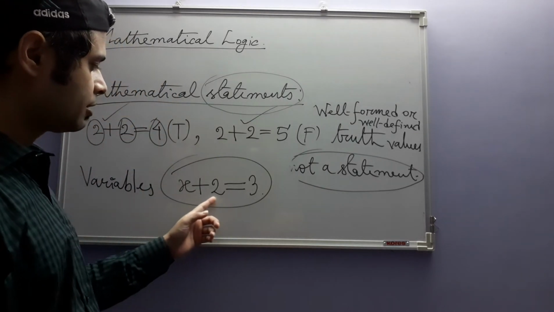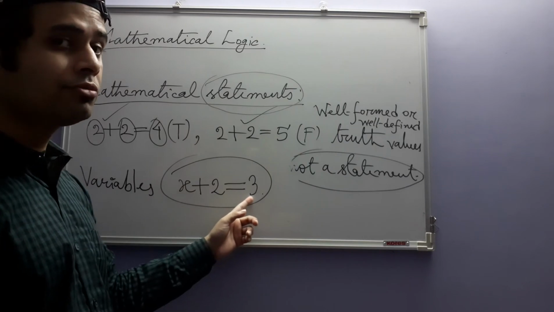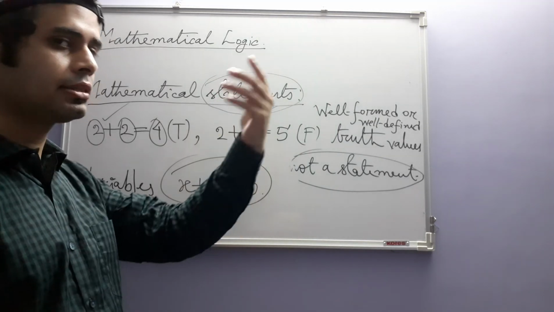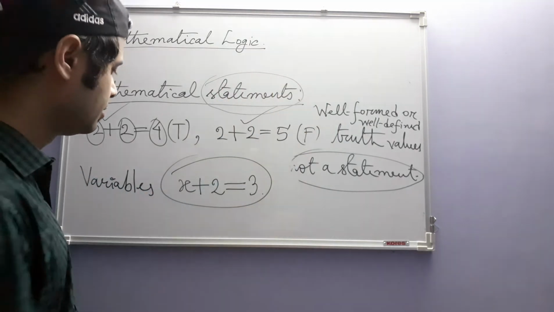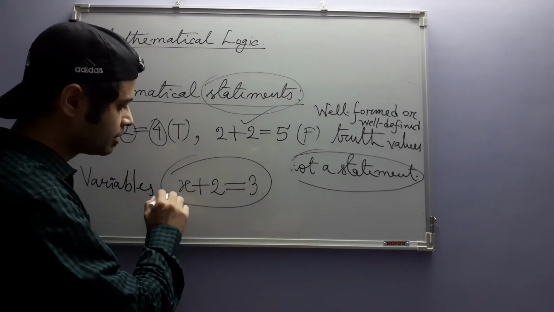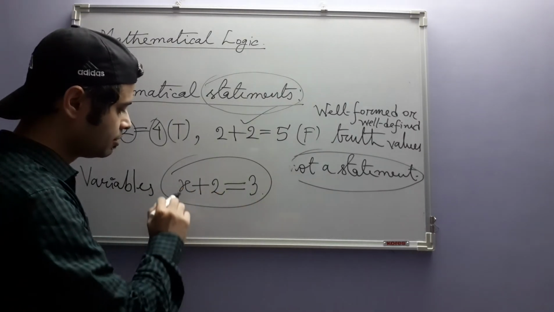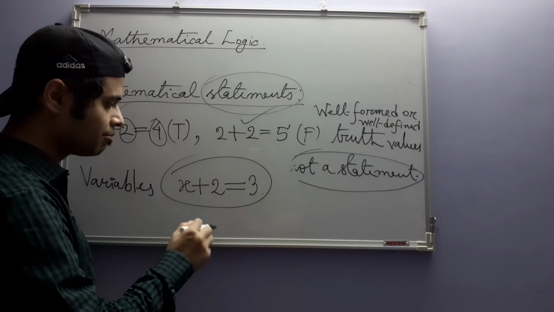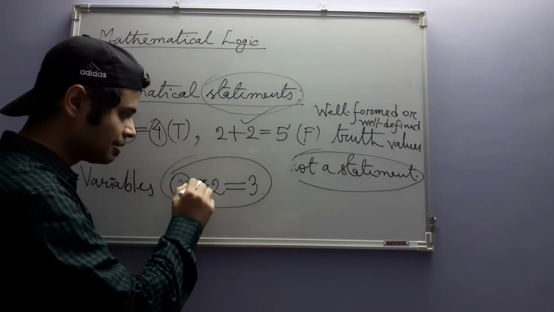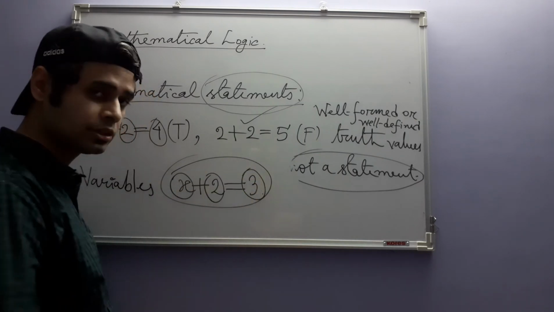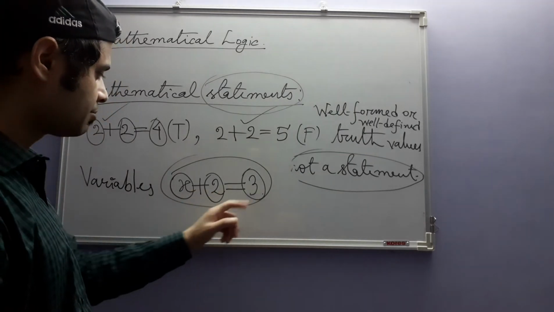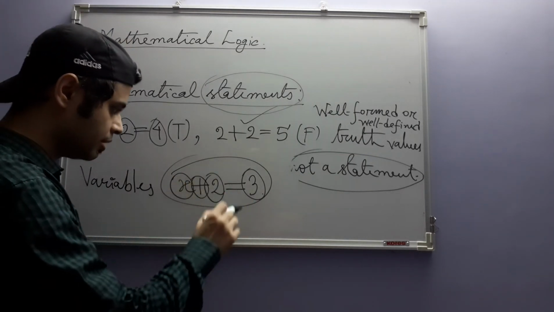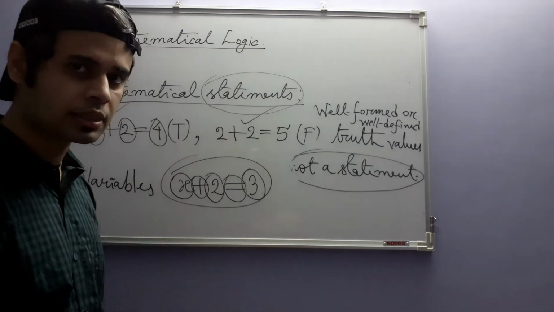Note that I am not talking about solving this equation. That is an entirely different matter. I am talking about the statement itself. So it contains mathematical objects. For example, x is a variable, 2 and 3 are constants. So these are mathematical objects. There is a mathematical relation. So these relations are there.